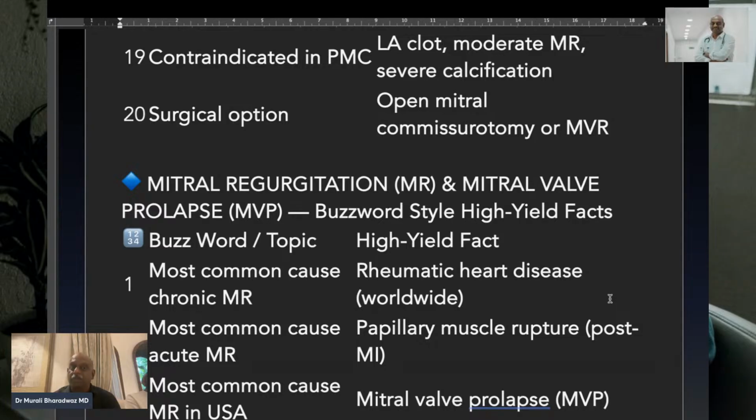Early diastolic murmur is seen in AR. Mid-diastolic rumble is seen in MS. MR is pansystolic murmur, because the ventricle regurgitates during systole. Early diastolic is AR.